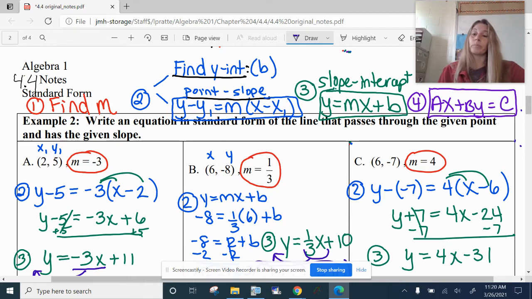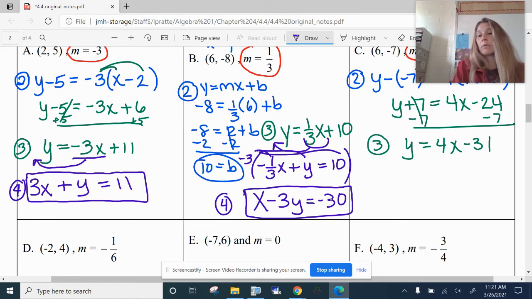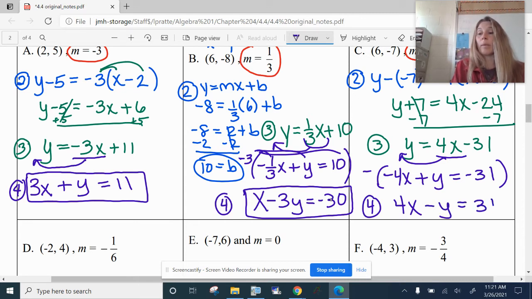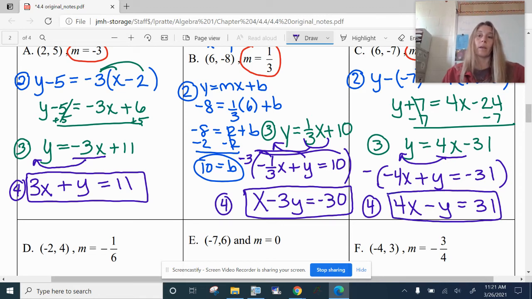So now I just need to move my x term to the other side. So this 4x is going to go over here on the left, which will make it a -4x plus y equals -31. And then I just need to get rid of the negative. I don't have to worry about the 4. So when I do that, that's going to change my -4x to a positive 4x. My y will become a negative y, and my 31 will become positive 31.